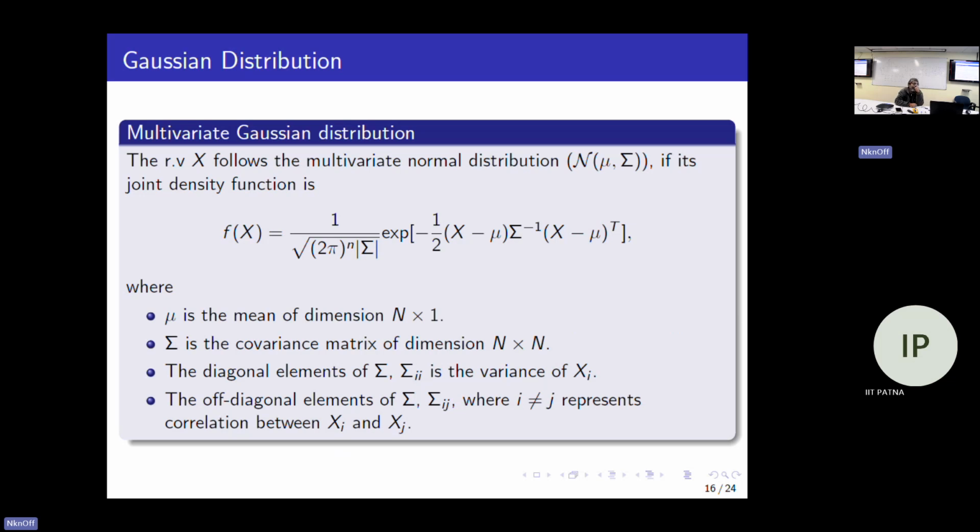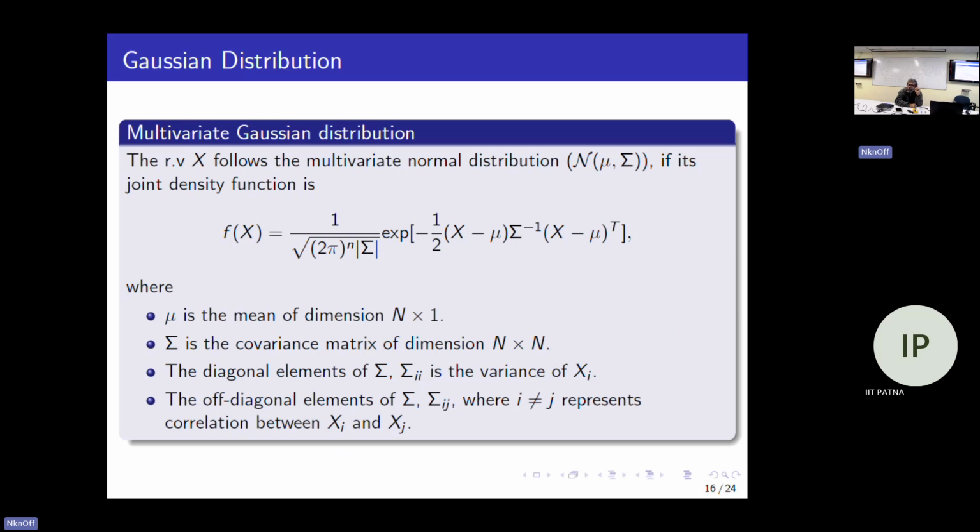Now the important thing is, what is the mean here? The mean is mu. So what is the dimension? The dimension is n cross 1. So the mean is a vector, because the mean is a point in the space. So it has to be a vector. And then what is sigma? Sigma is a matrix. So what is the dimension of the matrix sigma? The dimension is n cross n. If it is an n dimensional random variable Gaussian distribution, the dimension of sigma is n cross n. Okay, that is called the covariance matrix.